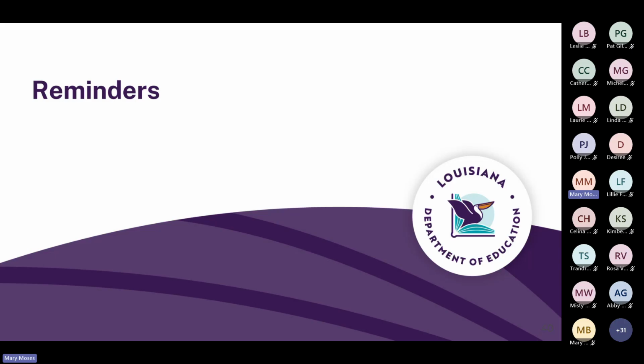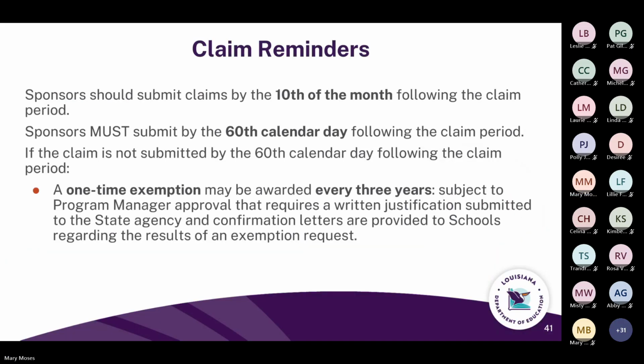Here are a few reminders. Sponsors should submit claims by the 10th of the month following the claim period. Sponsors must submit by the 60th calendar day following the claim period. If the claim is not submitted by the 60th calendar day following the claim period, a one-time exception may be awarded once every 3 years, subject to program manager approval that requires a written justification submitted to the state agency, and confirmation letters are provided to schools regarding the result of an exemption request.